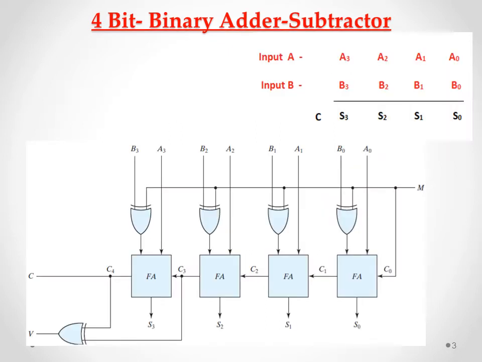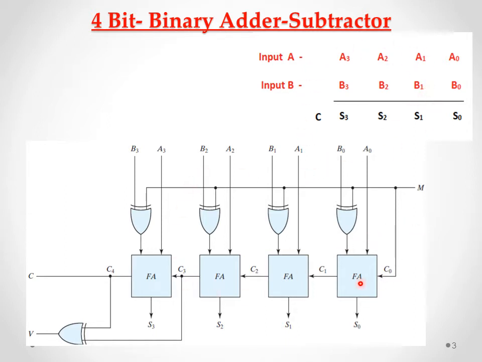Now this is the block diagram for the 4-bit binary adder and subtractor circuit. In this circuit we can implement an adder as well as a subtractor. Here the two inputs are A and B. Input A is A3, A2, A1 and A0, and input B is B3, B2, B1 and B0. The outputs are S0, S1, S2, S3 and C. Now we are going to implement this combination in circuits.